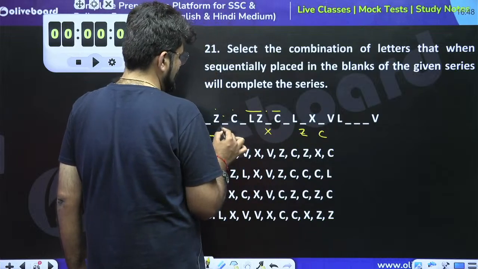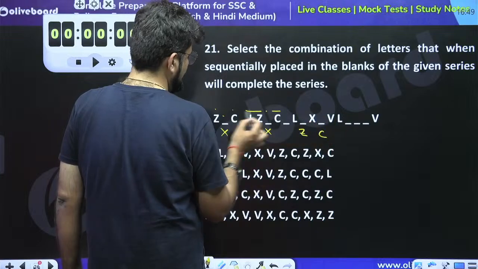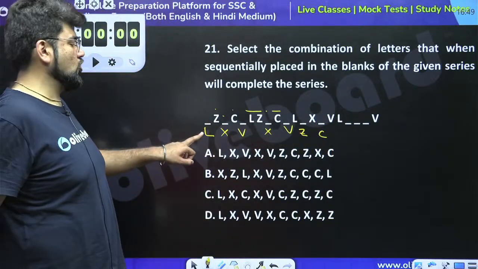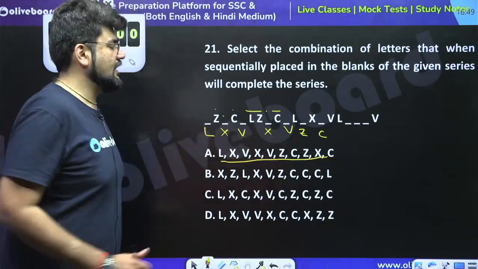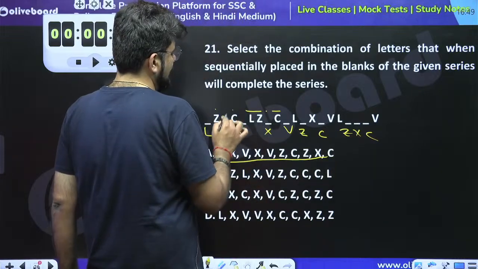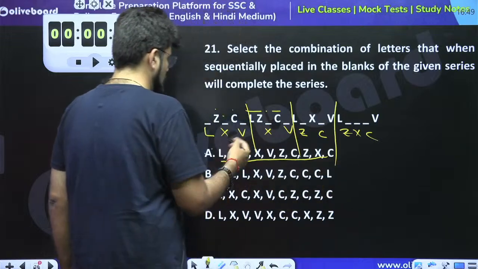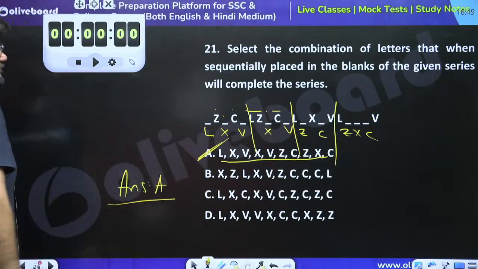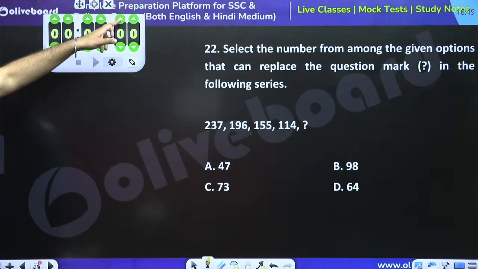So we have X here, we have X here. Okay, and after C we have V. So there is a V here, there is a V here. Now check whether this exists in your options. LX, VX, VZC. LX, VX, VZC, ZXC. This is your answer. And what is the repeat pattern? LZXCV, LZXCV, LZXCV, LZXCV. Option A is my correct answer. Observe the pattern from the given fillers as well and then simply identify your answer.